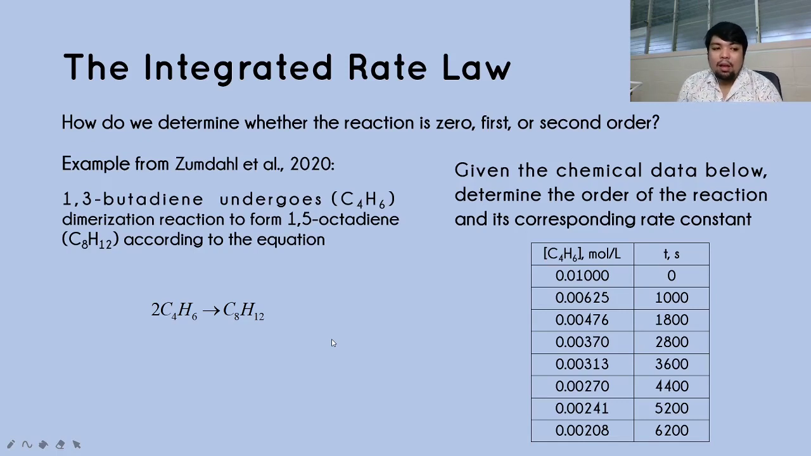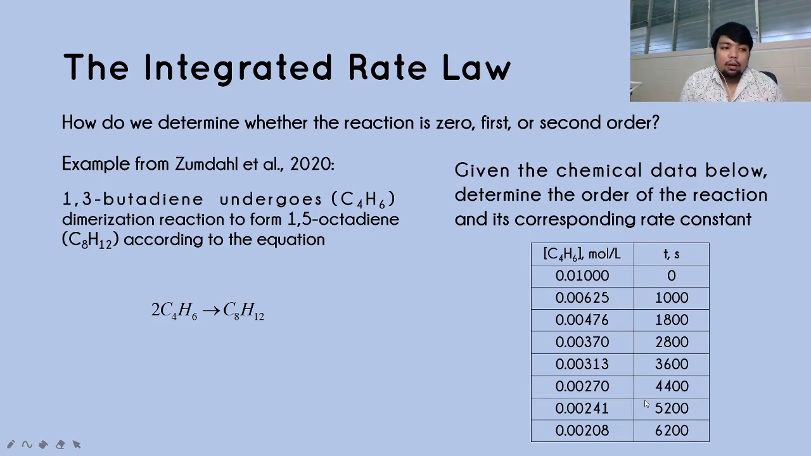So let's have an example taken from Zumdahl and colleagues, wherein 1,3-butadiene, which is this one here, undergoes a dimerization reaction to form 1,5-octadiene according to this chemical equation. Now, given this data below, we'll determine the order of the reaction and its corresponding rate constant. So how do we do that? We're just given this one here. We're not given the rate of the reaction.